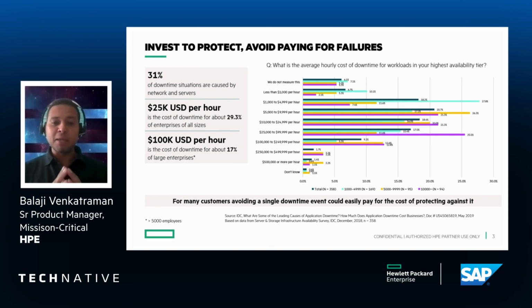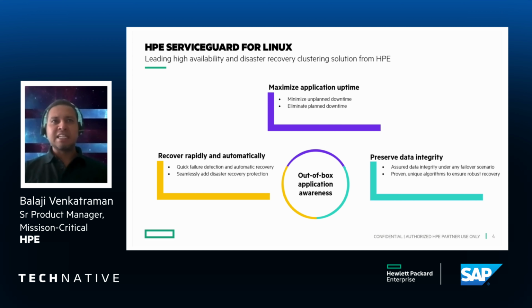With that said, let me quickly tell you a little about Service Guard for Linux. Service Guard for Linux has a rich history. We have been available on Linux for close to 10 years now. The Service Guard product came from the HP-UX, or Mission Critical Unix world, and we brought all our IP to the Linux world. There are three core principles that drive the product. First is to maximize your application uptime. In the end, what is most important for our customers is that your business applications can continue to run.